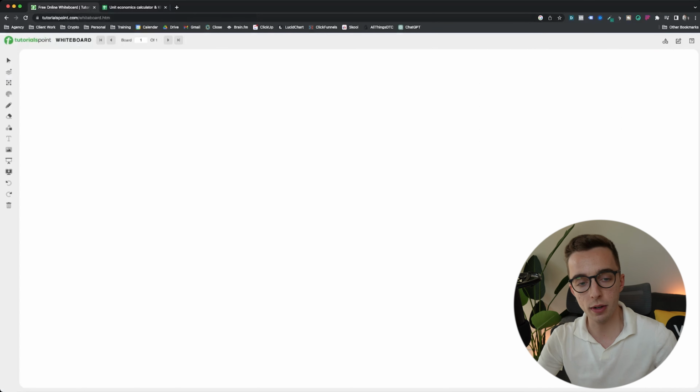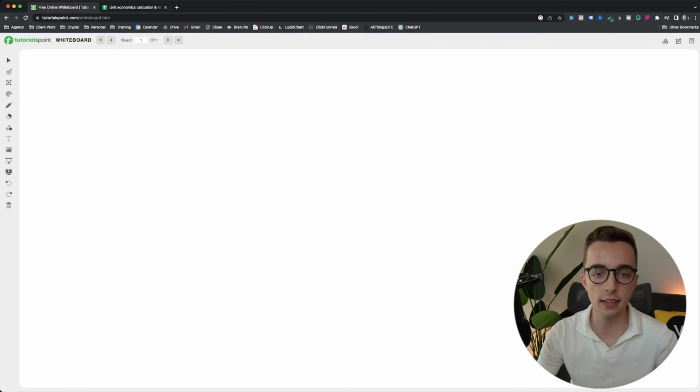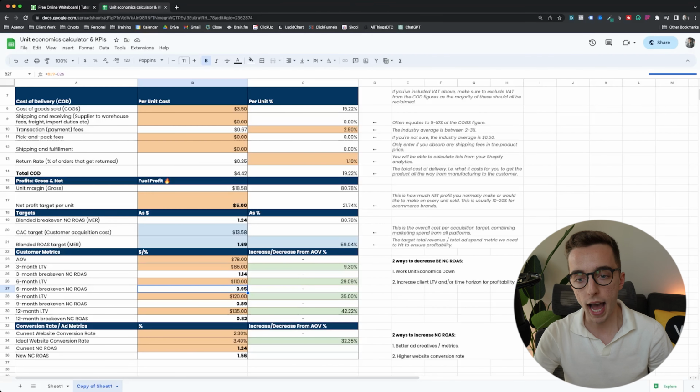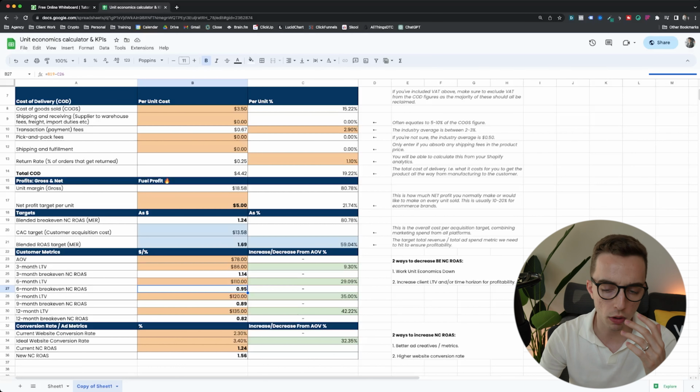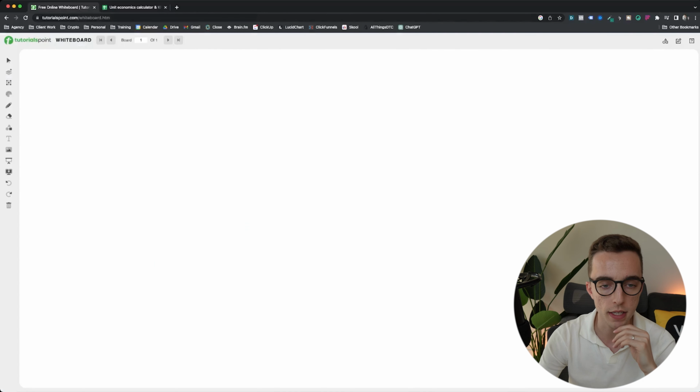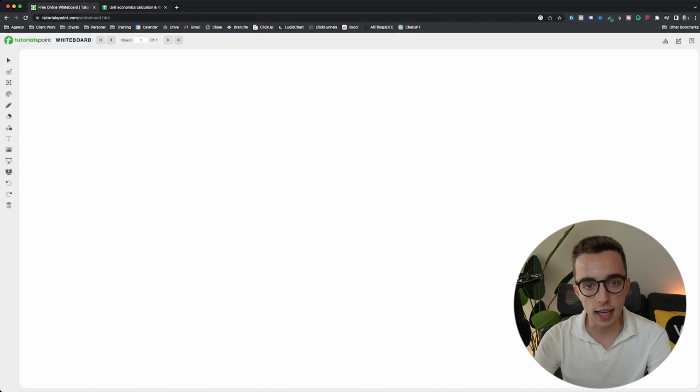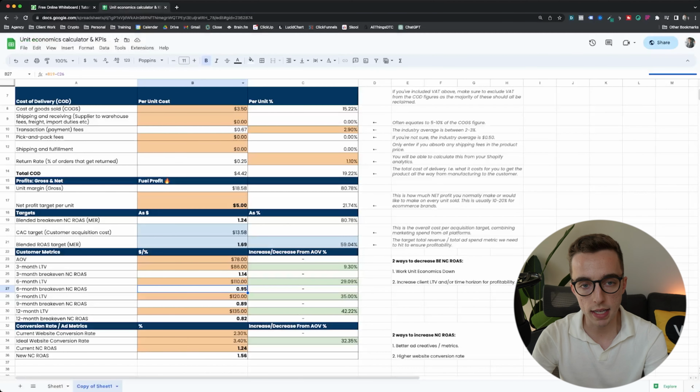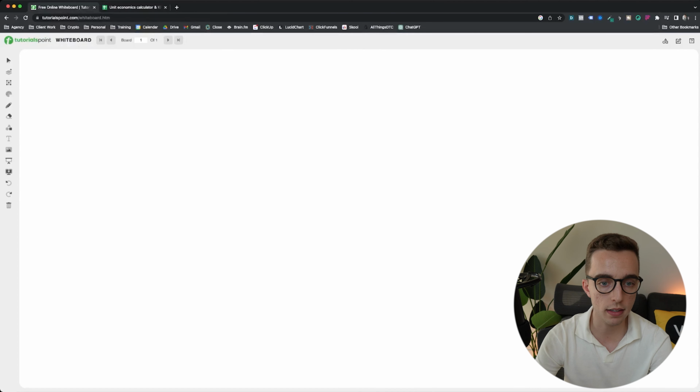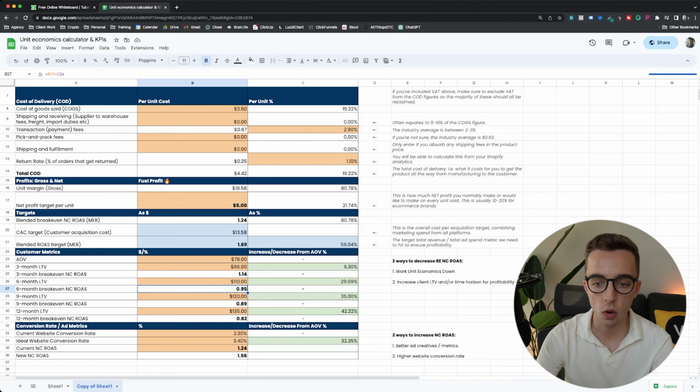So let's go to a drawing board right here, and let's take the example of me having all of these numbers. And I might even make up some new numbers. Let's just say that today, instead of getting 1.24 ROAS, I'm actually getting 1.05. So that's my ROAS today. I'm getting 1.05 new customer ROAS, whereas my target, as you can see, was 1.25.